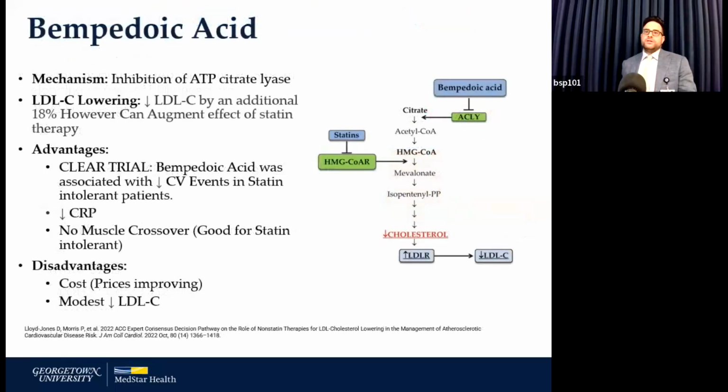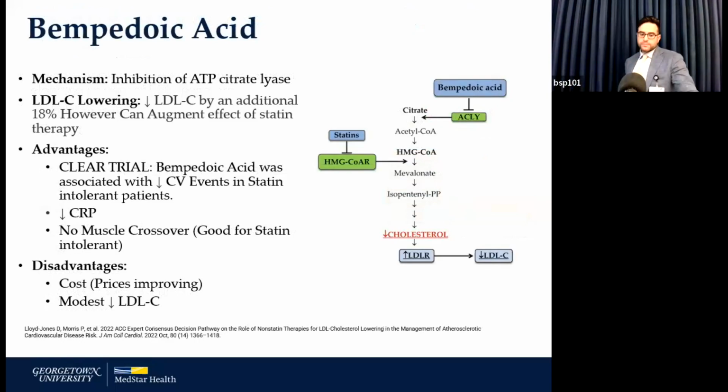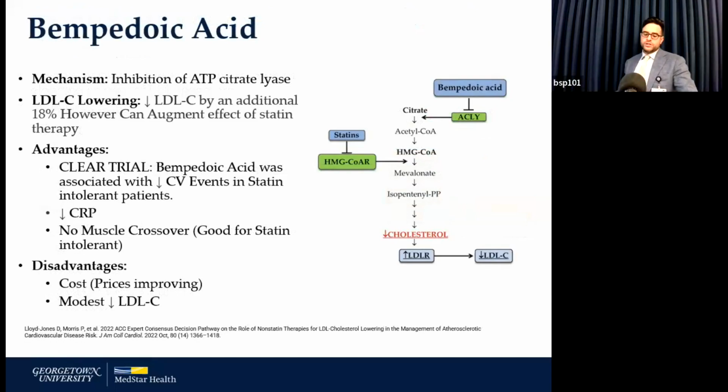Another exciting medication, which we got promising news about earlier this year, is bempedoic acid. Bempedoic acid, the mechanism is inhibition of ATP citrate lyase. Ignore all that. Take a look at this chart. It's the same pathway as the statin, just one step up. It's a great medication for patients who are statin intolerant, and it can reduce LDL cholesterol by 18% as monotherapy. When you take it with a statin, that number jumps up to 25 to 30%.